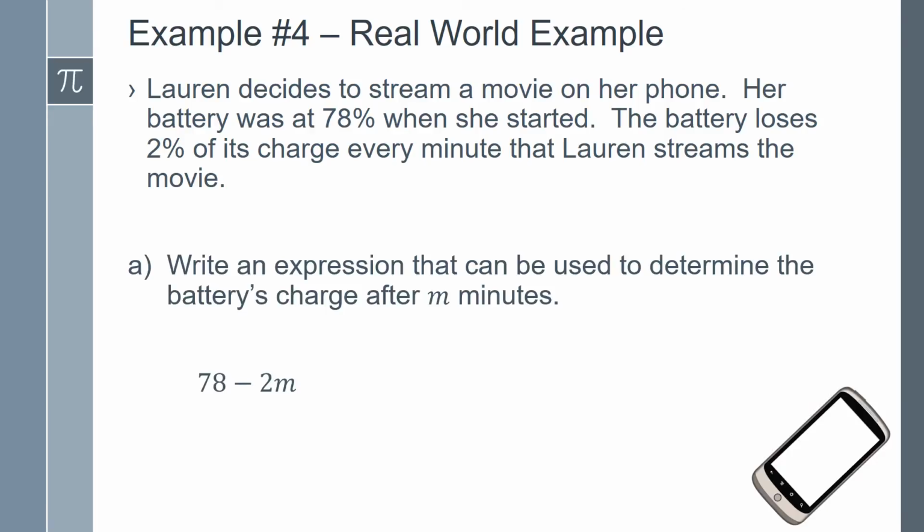78 minus 2m is an expression that represents this problem, because 78 is the percentage that the battery had when she started the movie. She is subtracting 2 times m, where m is the number of minutes, and 2 is the percent of charge that the phone loses every minute.